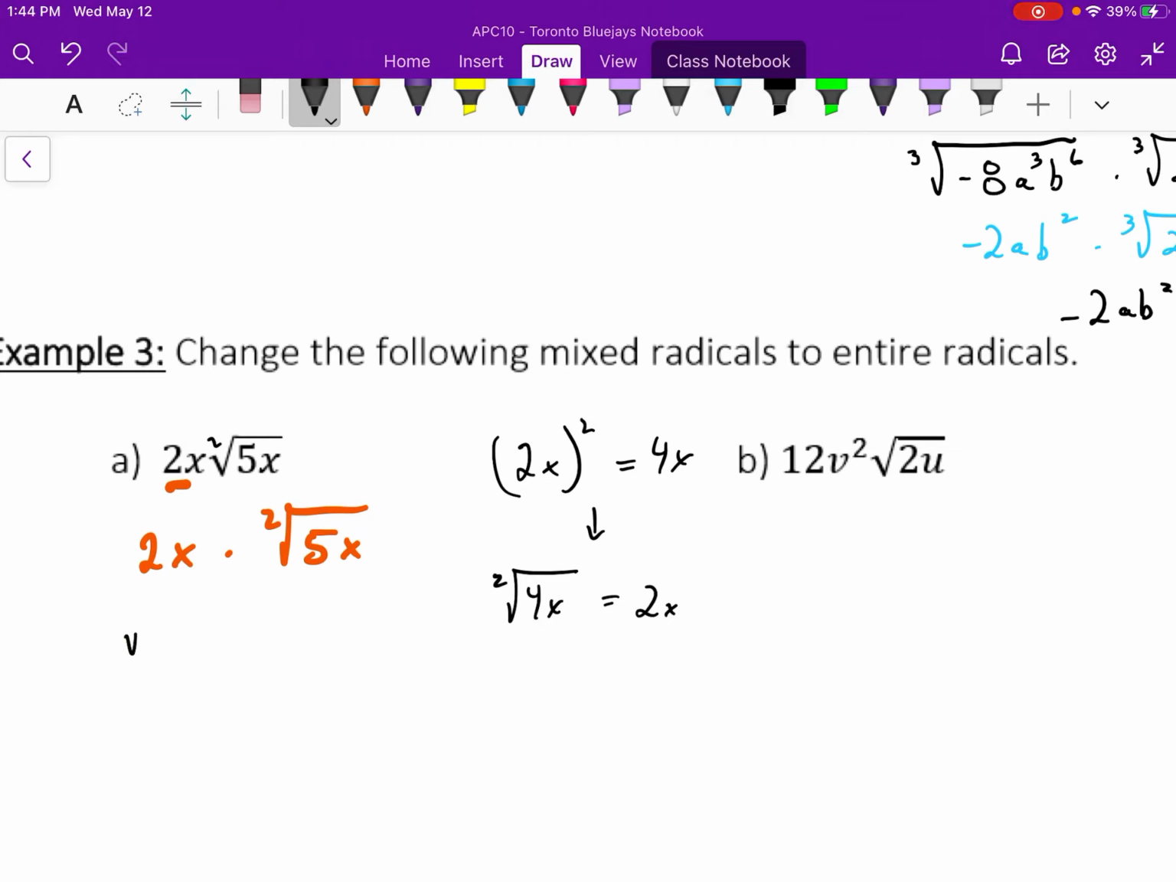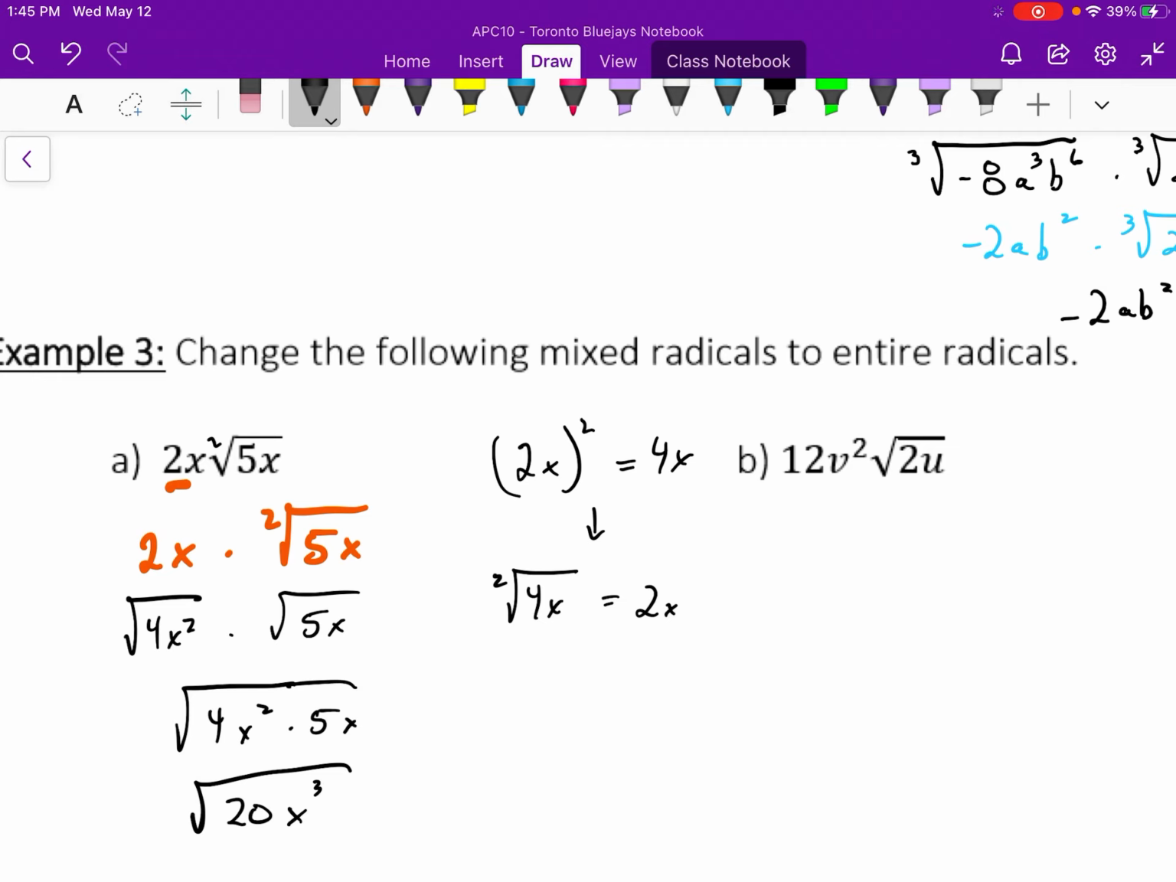So instead of writing 2x, I write the square root of 4x squared times the square root of 5x. Now, if you notice, I left off my index of 2. It is implied that it is 2. So now I'm just going to put it all underneath one radical, 4x squared times 5x, and then I'm going to combine what's underneath to say that this is going to be 20 times x cubed. 4x squared times 5x is 20x cubed. All right, not so bad. Well, maybe a little bad.